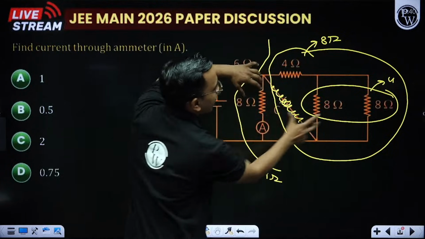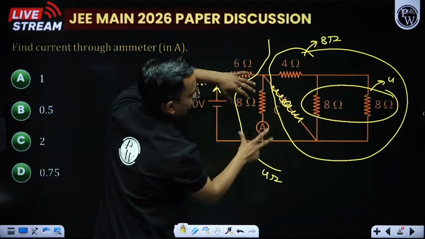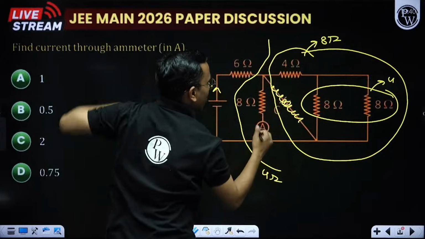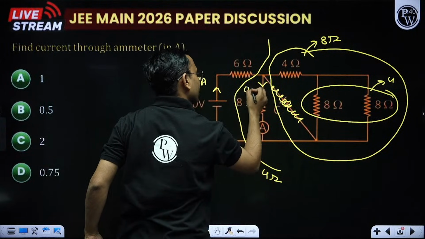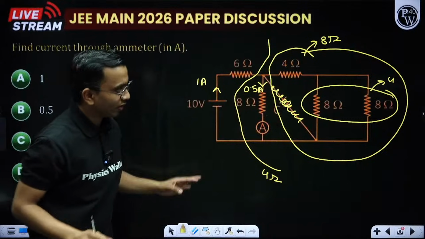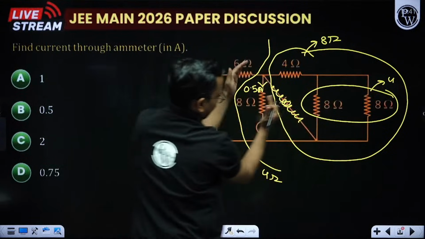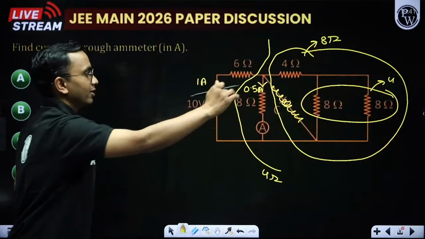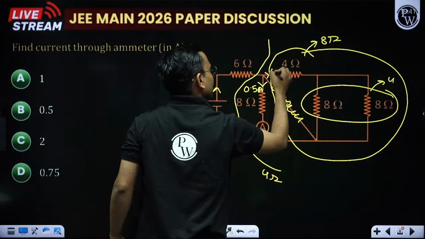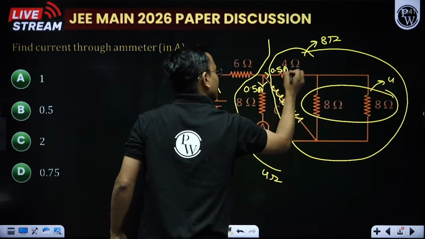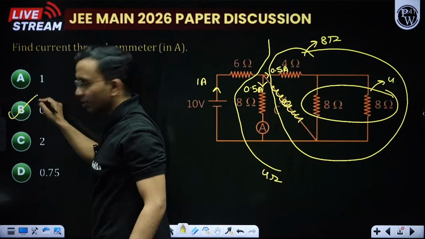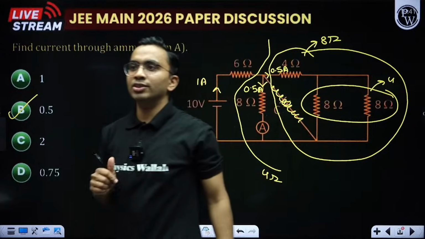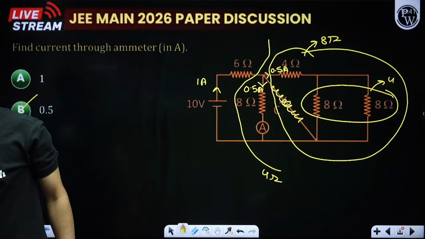Now this is 8 and this is 8. This is 8 and this whole was 8. How much current will pass through this? 0.5, isn't it? Two equal resistors. This whole is 8 and this is 8. 1 ampere was coming, so 0.5 and 0.5 to the rest of the circuit. So the answer is 0.5. Yes, Shailesh, Devraj. Great.